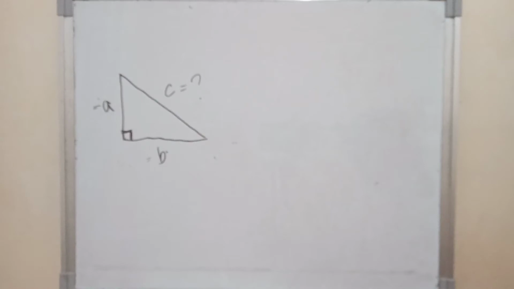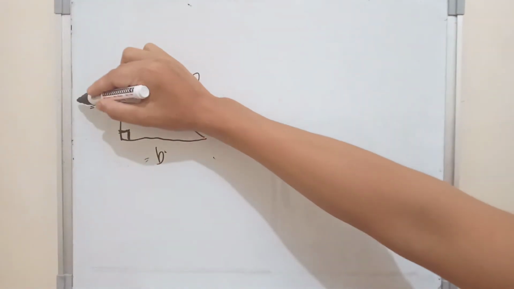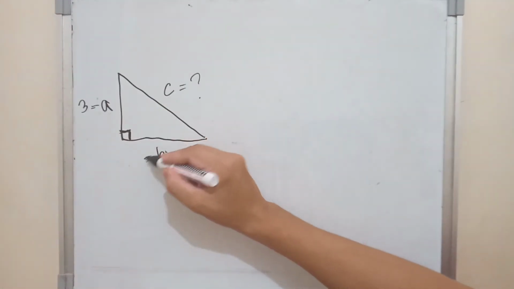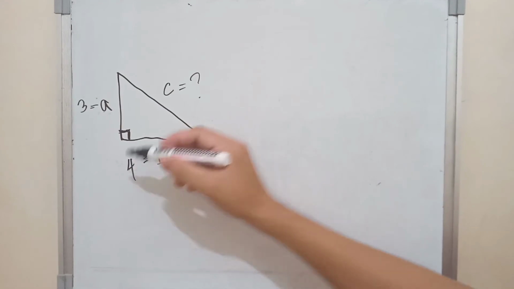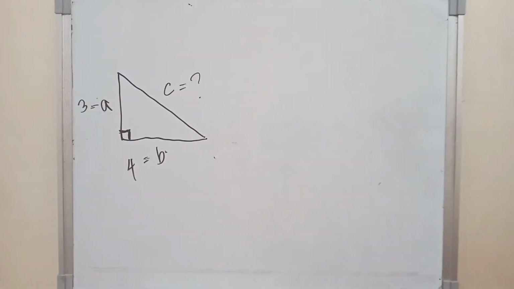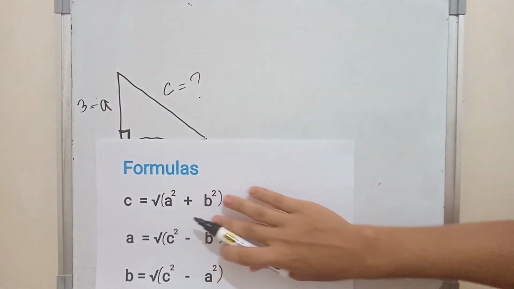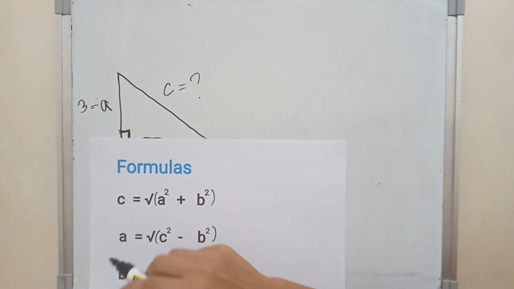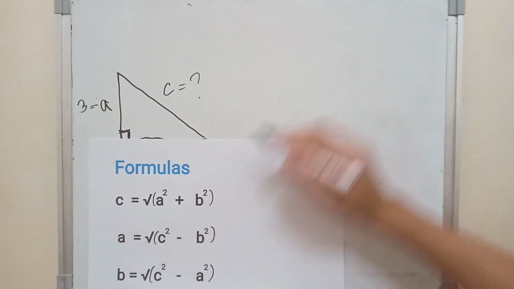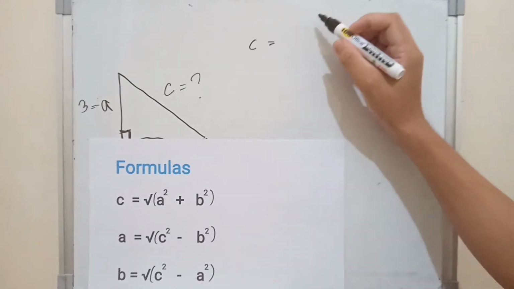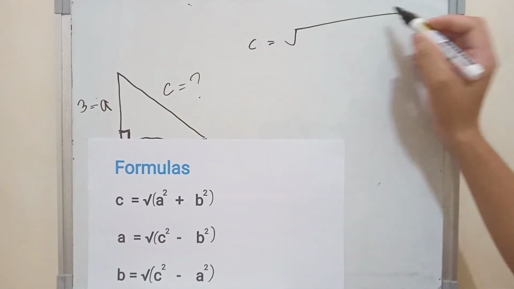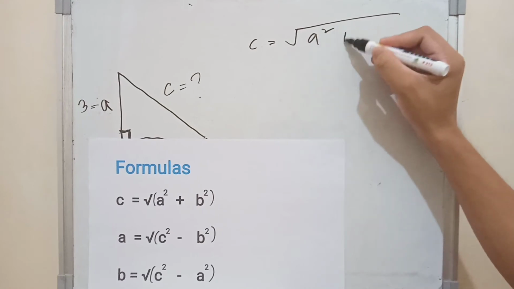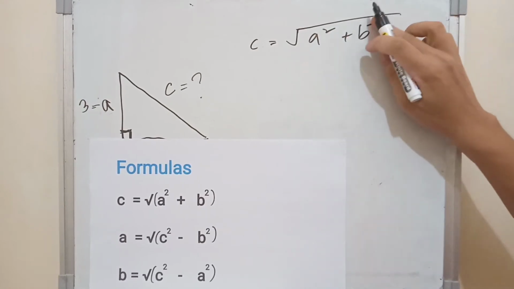So, halimbawa, yung value ng A is 3, yung value ng B is 4, then according to formula, since C is unknown, ito po yung gagamitin natin. C is equals to the square root of A squared plus B squared.